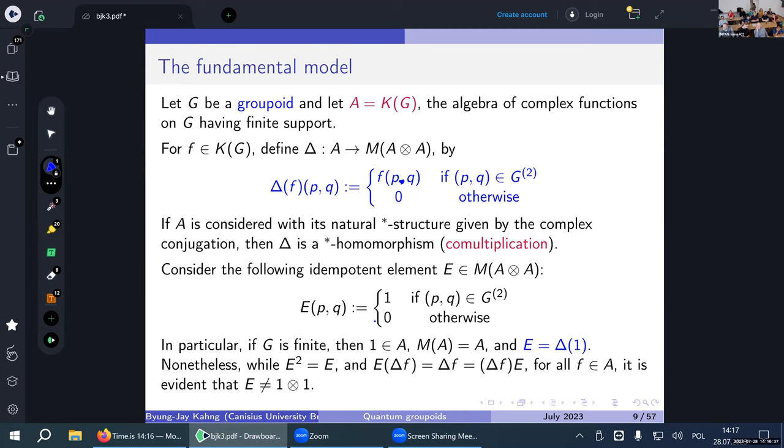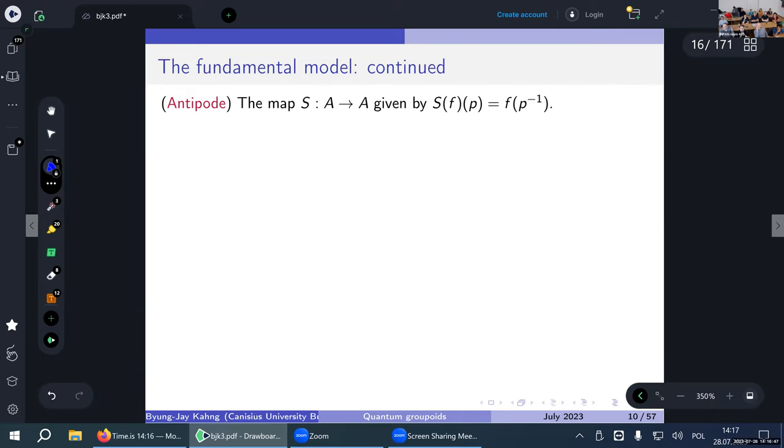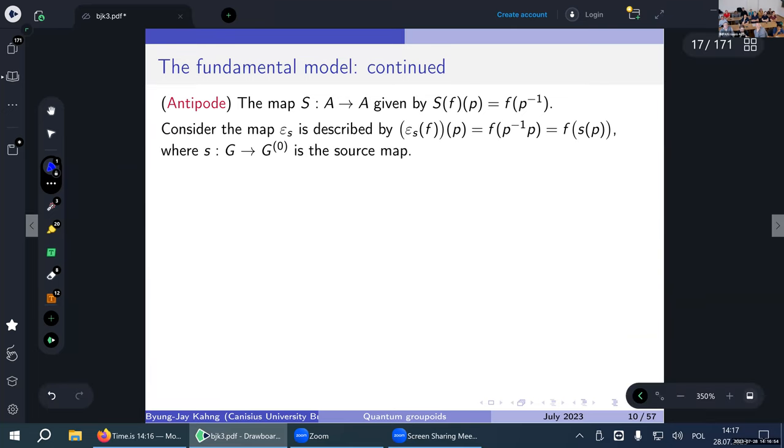The heart of the issue really is that the delta is not a non-degenerate map. It does not send one to the bar. That's the issue. In any case, whatever that thing is, the antipode will be given by taking the inverse. And remembering how the groupoids go, from P to P times P inverse times P would be the source map. So here's G at the bottom, and here's the source map. Then functions on this base level can be brought up. That's what I'm trying to do.